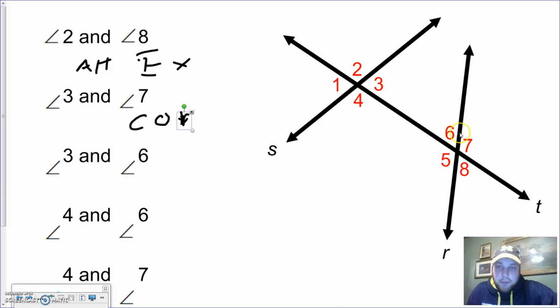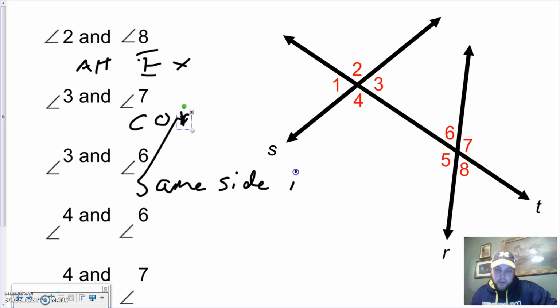3 and 6. Let's keep moving. 3 and 6. Same side interior, right? Same side interior. Hopefully you guys are getting this down. All right, same side int.